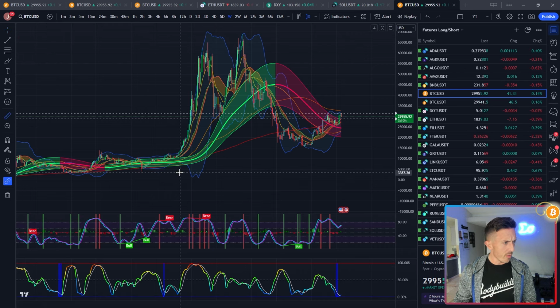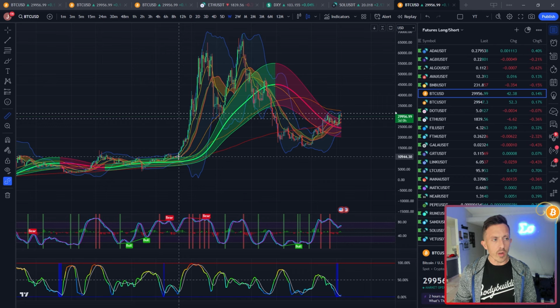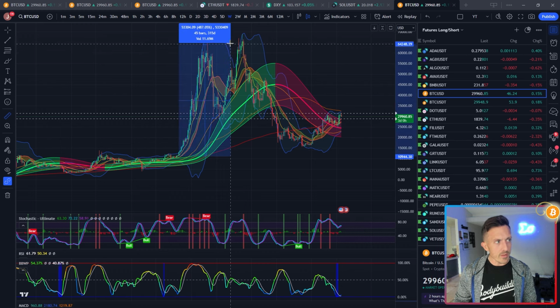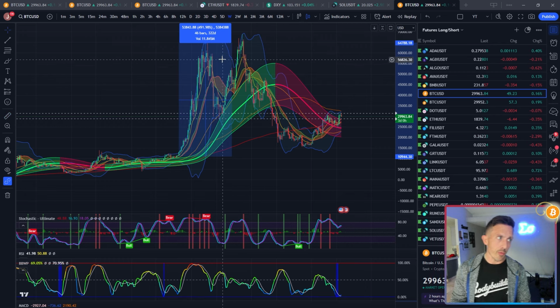Let's do a little measured move here just from the cross. When the BBWP crossed, Bitcoin was sitting around, say, $11,000. By the time that had fully expanded, price had gone up to around $65,000 for a gain of roughly 500%.